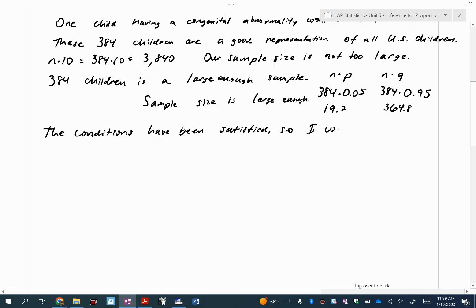So I will use a normal model to run a one proportion z-test.